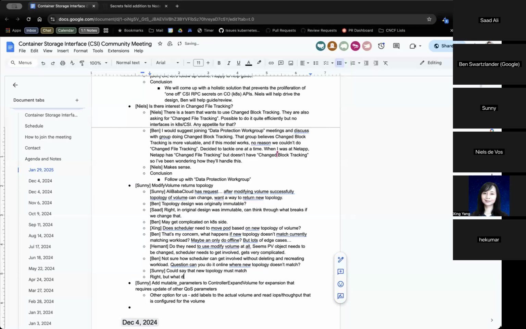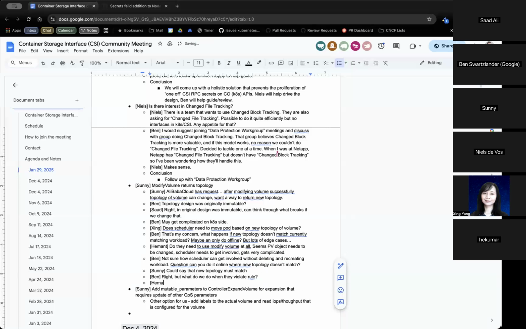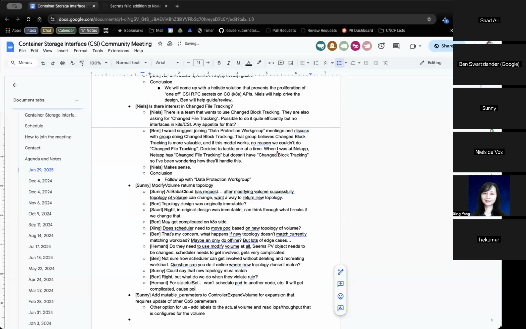So two things, by the way. If modify volume results in a change of topology, then for something like a StatefulSet, which will not schedule the pod to a different node, even if you delete the pod, it will schedule on the same node. It will get complicated because the pod cannot run on that node anymore. And coming back to what Sunny said, should we just disallow it? Modify volume should not result in a change of topology.